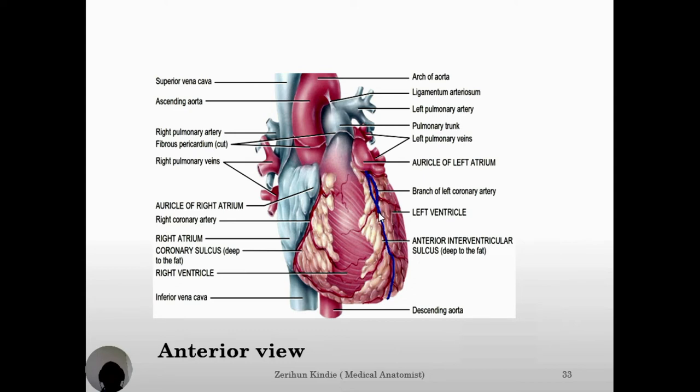This is the anterior interventricular groove. You can also find the posterior interventricular groove. By demarcating this anterior interventricular groove, we can say this is right ventricle and this one is left ventricle. This is the surface feature of the heart, to say this is atrium, this one is ventricle, this is the right ventricle, this one is the left ventricle.